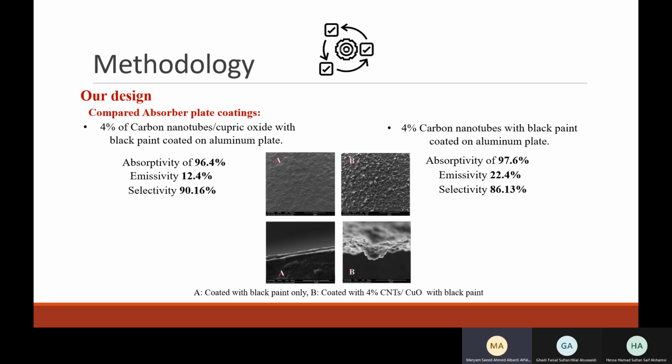As shown in figure A, this is how the absorber plate will look with black paint only. Whereas figure B shows how it will look with carbon nanotubes and copper oxide. Because of the plump microstructure of the new coating, multiple reflections are created, which will decrease the emittance of the absorber plate.